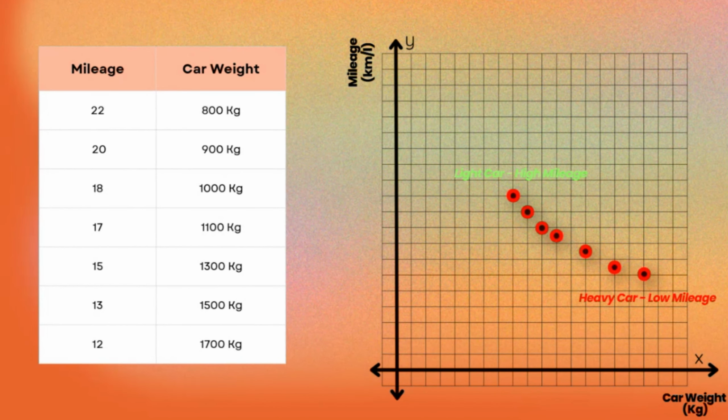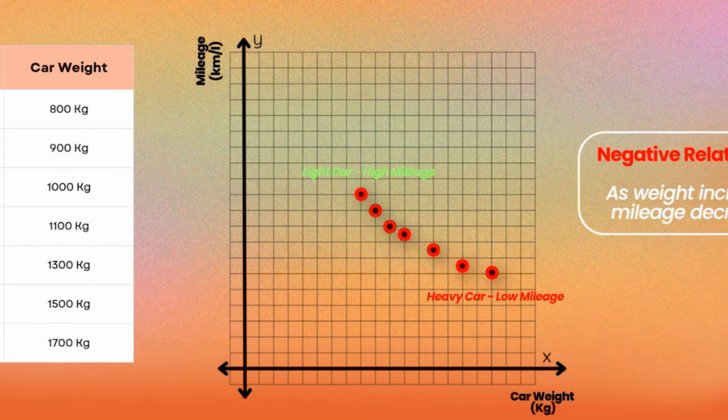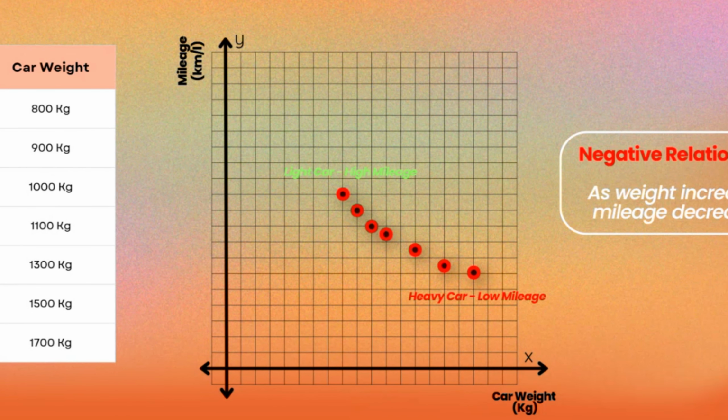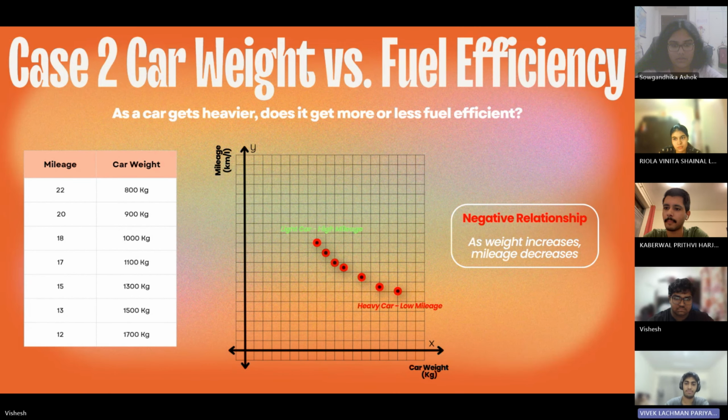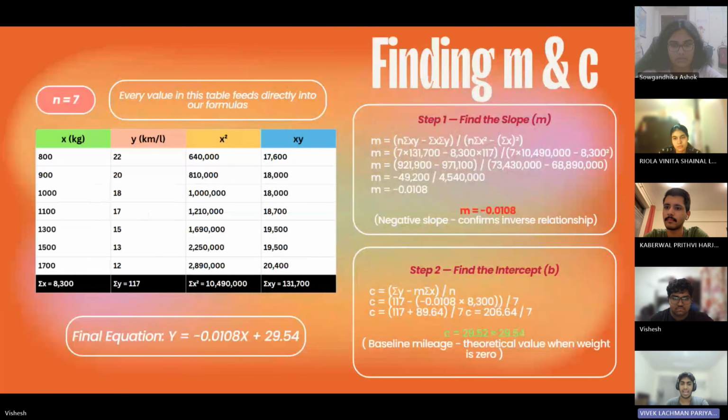Here are seven cars. Every time the weight goes up, the mileage goes down. The line goes from top left down to the bottom right. It has the same idea as Prithvi's, but it shows a negative relationship. Let's do the math, finding m and c. We are using the same steps, but with just bigger numbers.